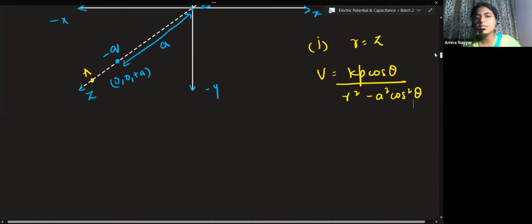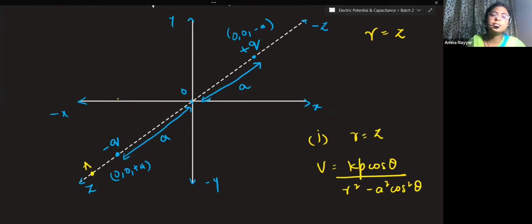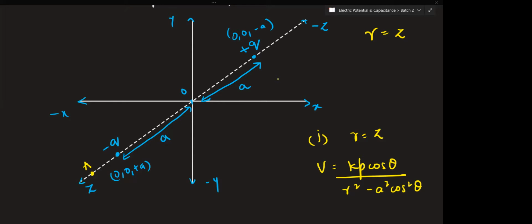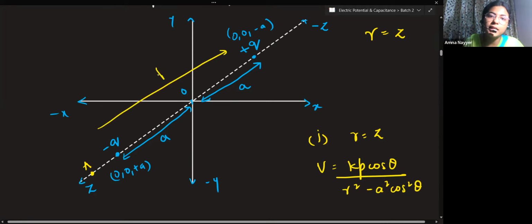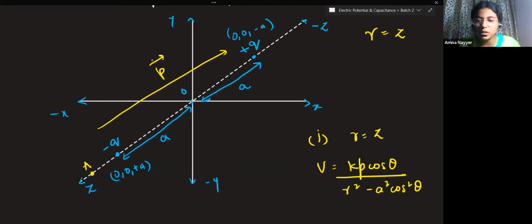Now see the direction of the dipole. Hiba, what is the direction of the dipole? From negative charge to positive charge or from positive charge to negative charge? Hiba. From positive to negative. From negative to positive. See, this is your negative charge, from negative to positive. This will be the direction of the dipole. All right, so this will be the direction of the dipole like this, from the negative charge to the positive charge.